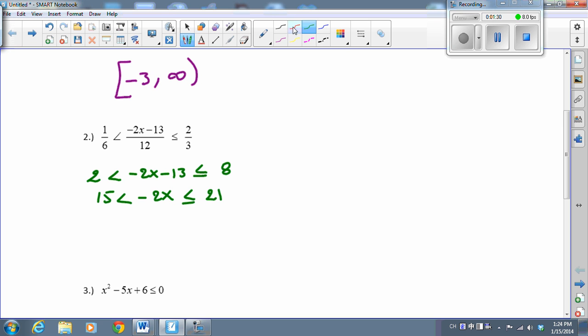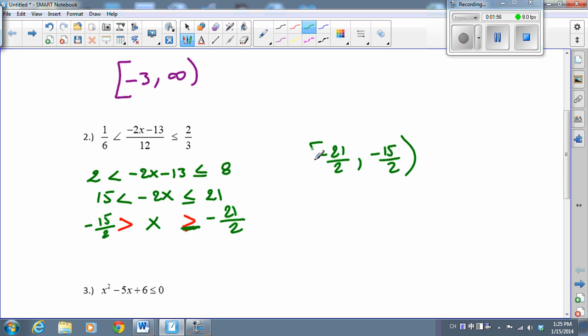Dividing it by negative 2, we flip the inequality sign, both of them, and we will end up with negative 15 over 2 and negative 21 over 2 for x. This is an inequality, so write it as an interval. It will be from negative 21 over 2 all the way to negative 15 over 2. Parenthesis at negative 15 over 2. However, with the or equal sign here, I'm forced to put a bracket.